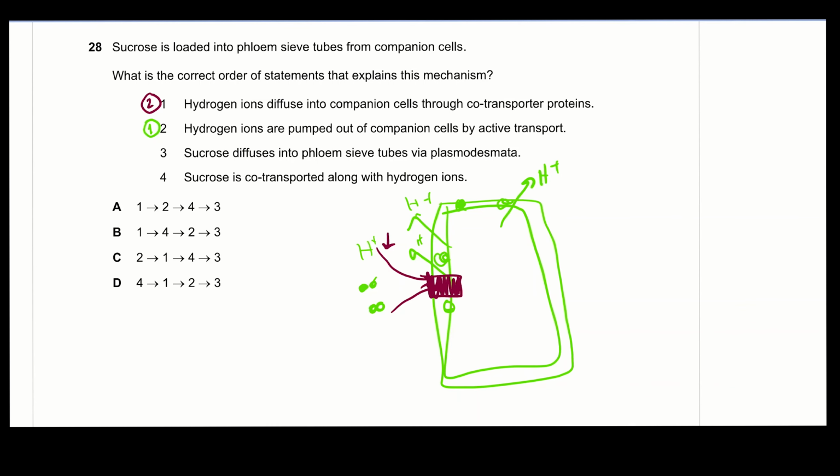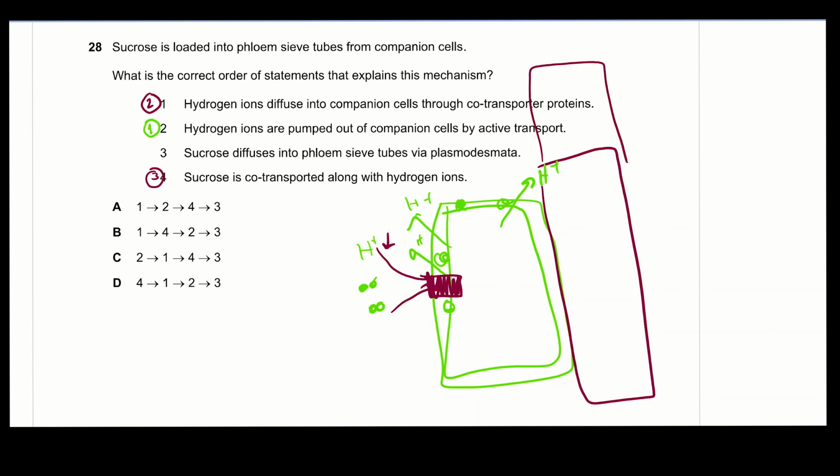Step number 3, as we said, it's sucrose co-transported along with hydrogen ions. We just mentioned that, so this is going to be the third one. And then sucrose diffuses into phloem sieve tube elements via plasmodesmata. Once it's inside the companion cell, here we have sieve tube elements. The high proportion of sucrose inside the companion cells diffuses into the phloem sieve tube elements through the plasmodesmata and its strands of cytoplasm to the phloem sieve tube element. And this is the process of the loading of sucrose. So the answer is going to be C.